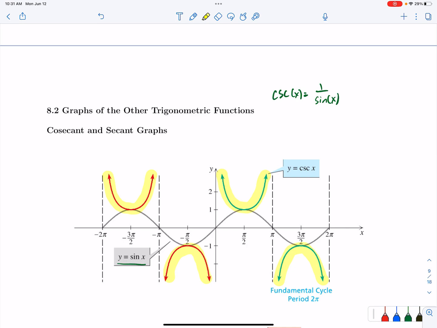So if we can correctly graph a sine function, the cosecant graph is just a couple more steps. So the first step is identifying the maximums and the minimums and then drawing those u's and upside down u's. And then the other thing to notice is we have these asymptotes here. So here and here are asymptote lines, vertical asymptotes. And there's one here, and then here and here.